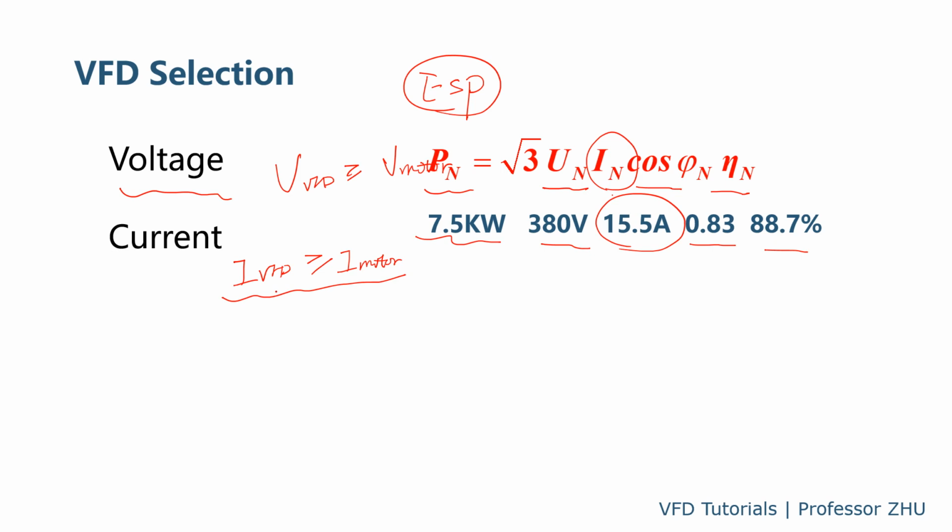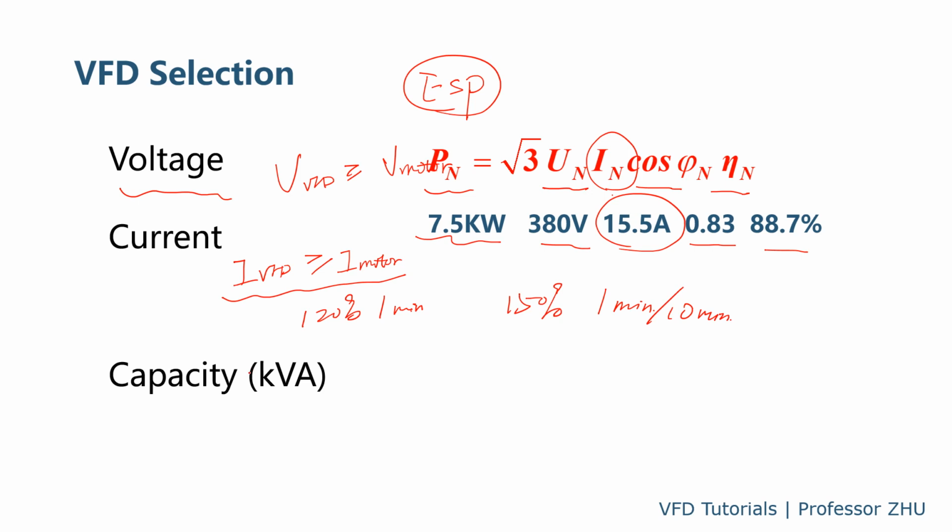Now, typically most drives have the ability for overload, say 120% for 1 minute. Some drives, we call them heavy duty drives, will have a 150% overload for 1 minute, every 10 minutes typically. Or we even have a special design for a high overload factor.